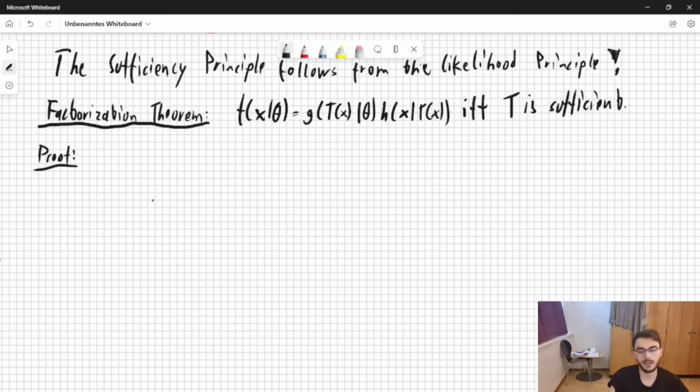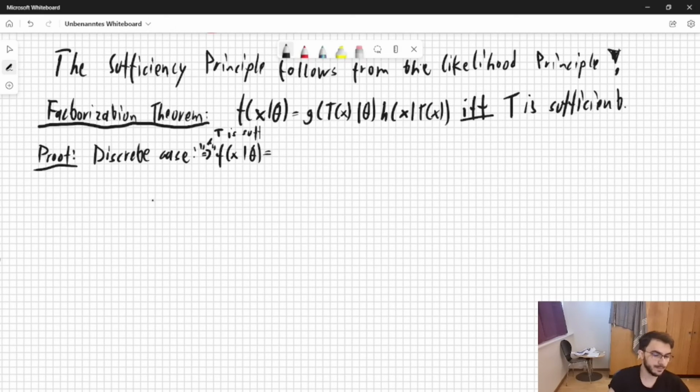I'm only going to give an idea of this proof. The exact proof is a bit messy. It's on Wikipedia, so I'm just going to give the link to the Wikipedia article for the detailed proof. But for a simple proof in a discrete case, we're just going to look at f of x given theta. We're going to prove two directions. So for the first one, let's assume that T is sufficient. Because we have if and only if here, we have to say that one implies the other and the other way around.